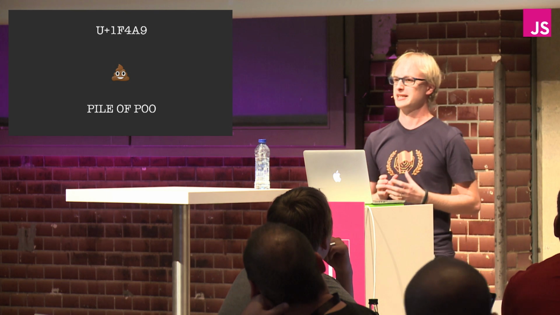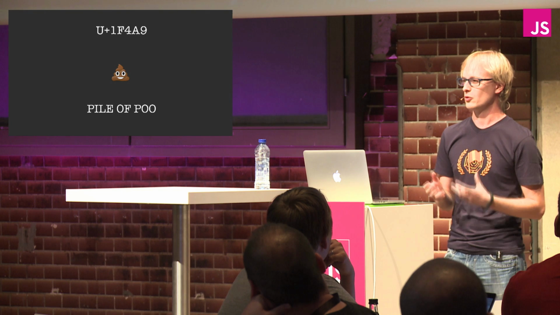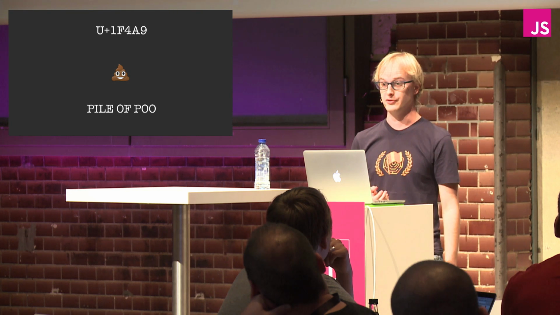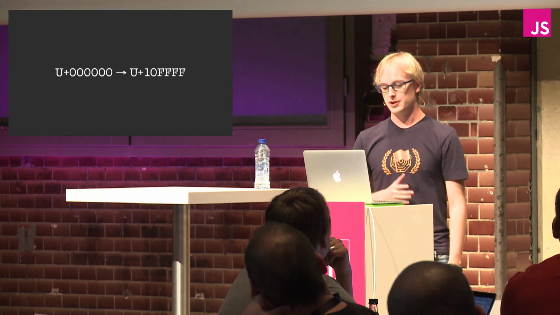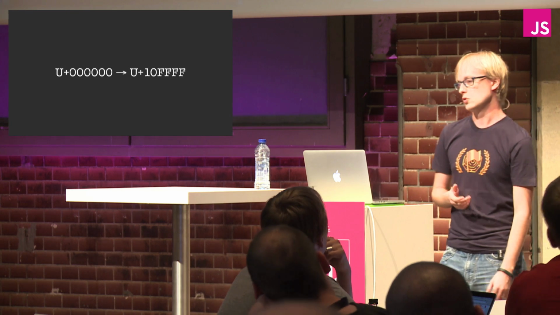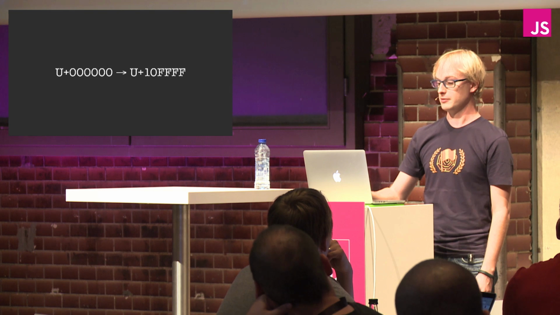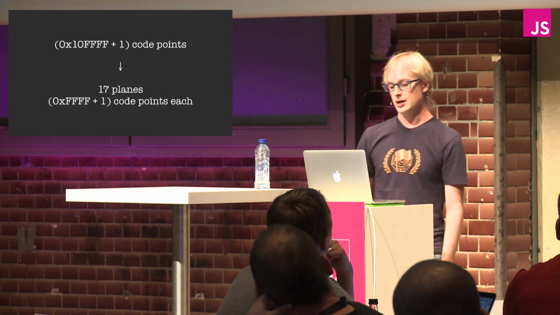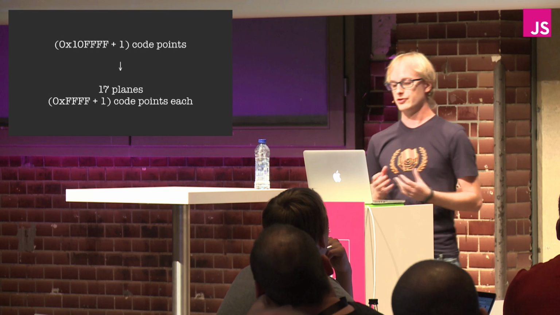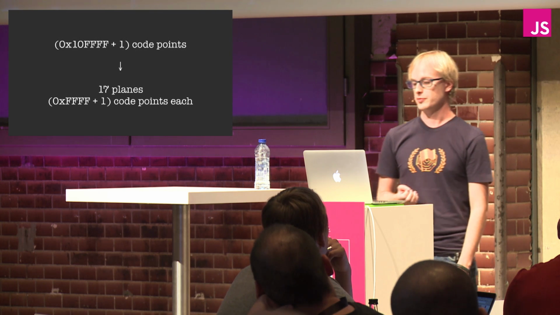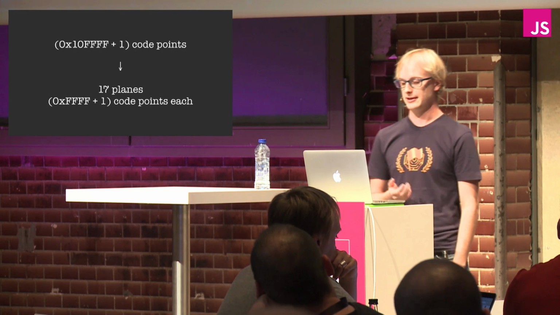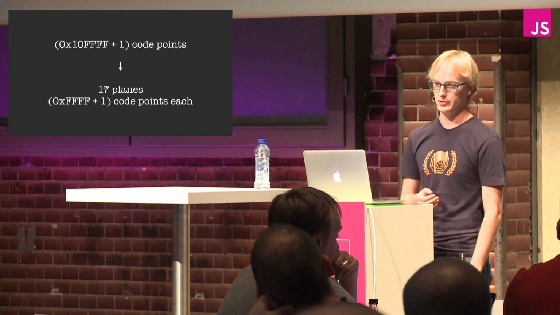You may be wondering at this point, how many code points are there, or what's the highest possible code point value in Unicode? Well, the possible code point values range from 0 to 10FFFF, and that's a little over 1.1 million possible symbols. To keep things a bit organized, Unicode divides this range of code points into 17 planes that consist of about 65,000 code points each.